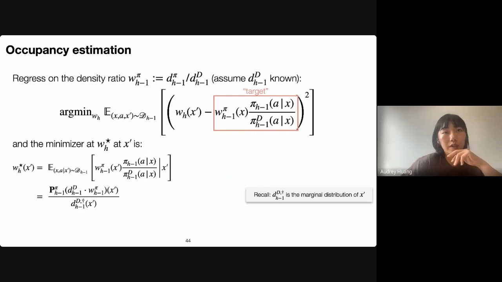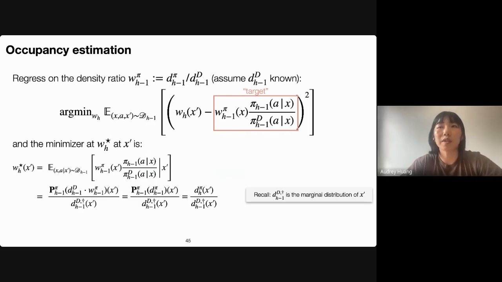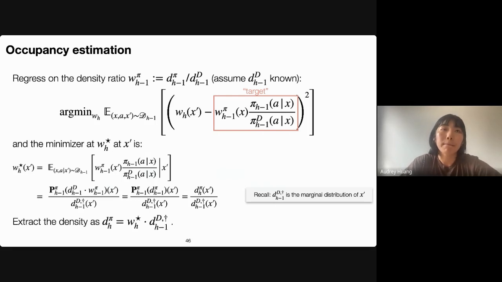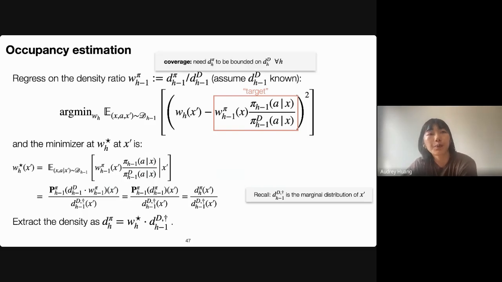When this is written out, this is a ratio where the numerator involves the Bellman operator applied to the pointwise multiplication of the data distribution and the density ratio at level h minus 1, divided by the marginal distribution at x prime. And this plays out to be another density ratio, which has the occupancy at time h in the numerator, which is the occupancy we want to learn. So because we have to output a density, we will just extract d_h^pi from the numerator by taking the pointwise multiplication between w_h star and the marginal in its denominator.